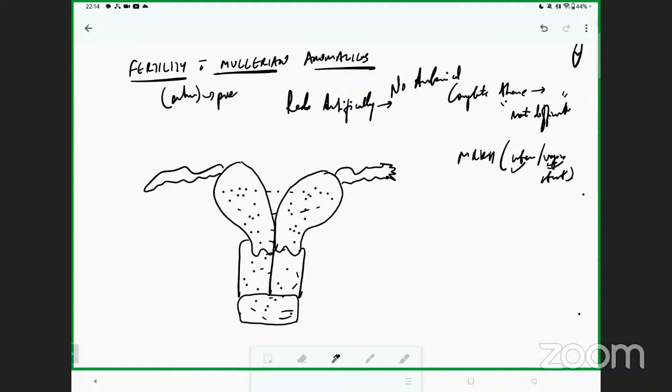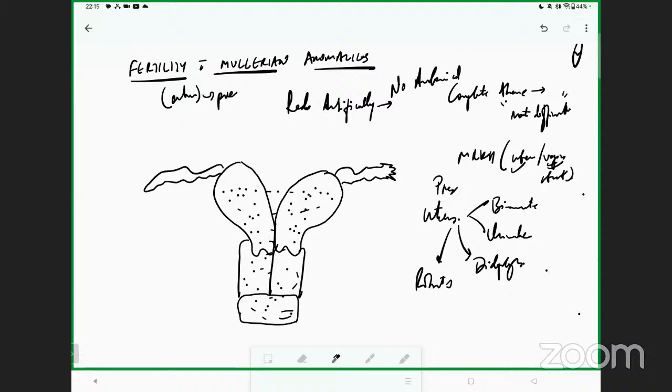Just remember that. As far as things being present is concerned, and if the things are present in an abnormal manner, for example if the uterus is bicornuate, unicornuate, didelphys, or any such combination, Robert's uterus, the important thing is that the uterus is present. This word is important.